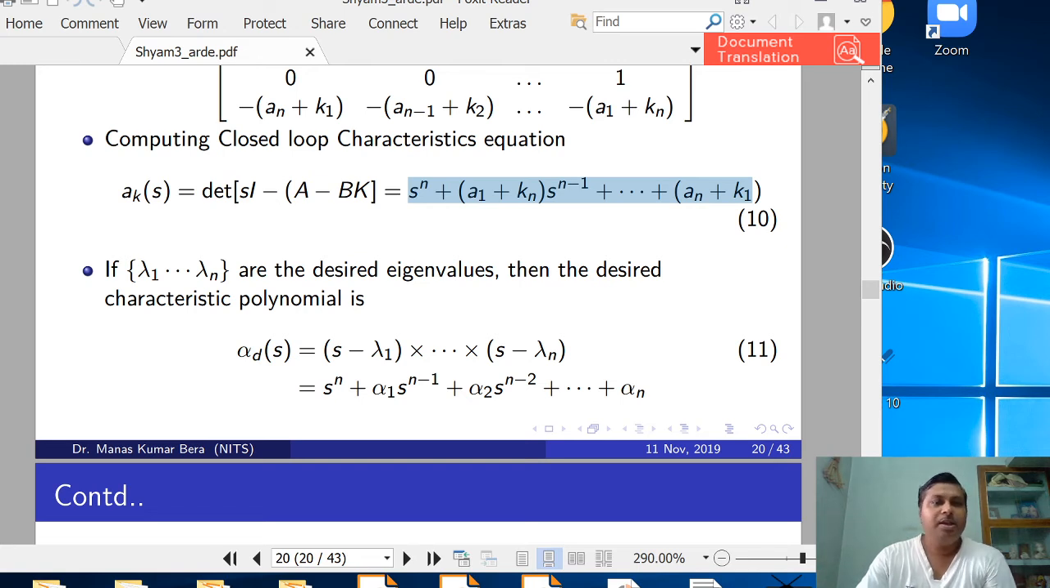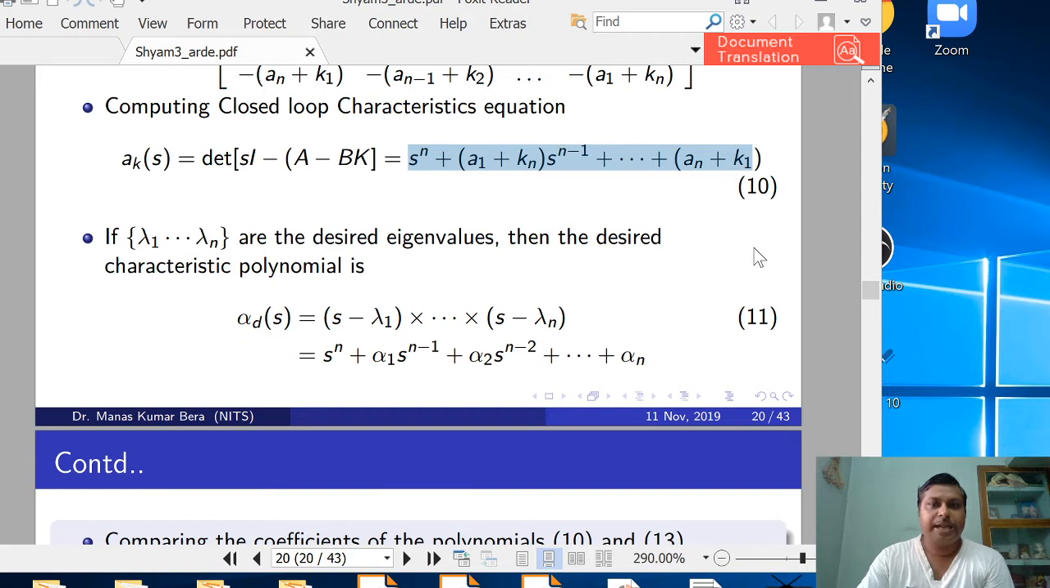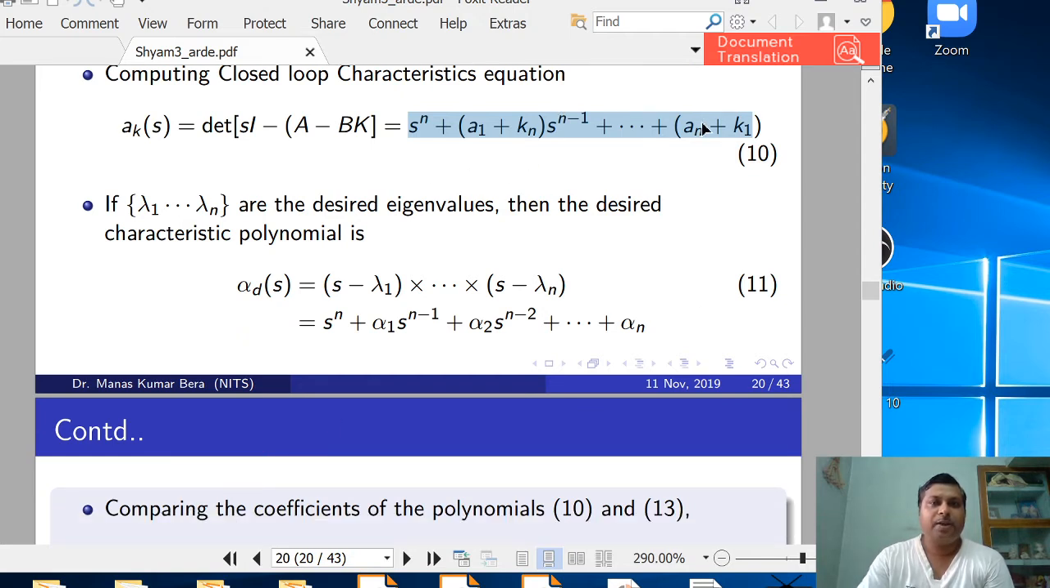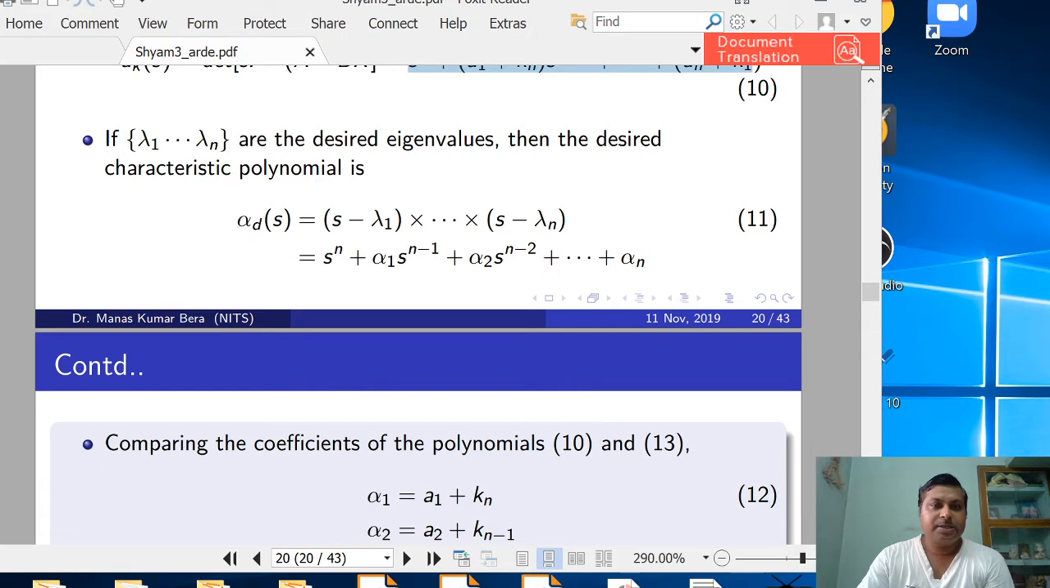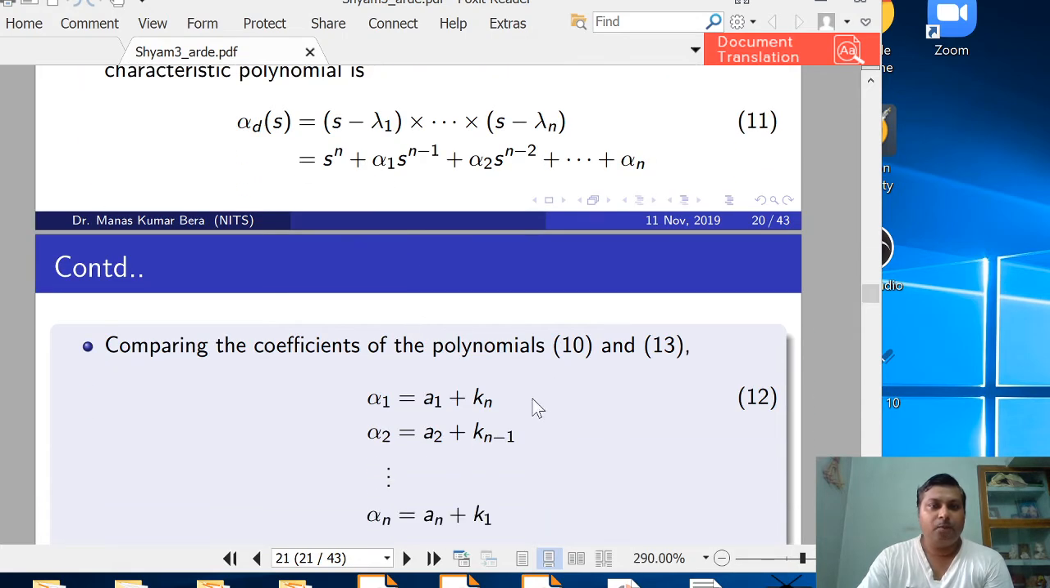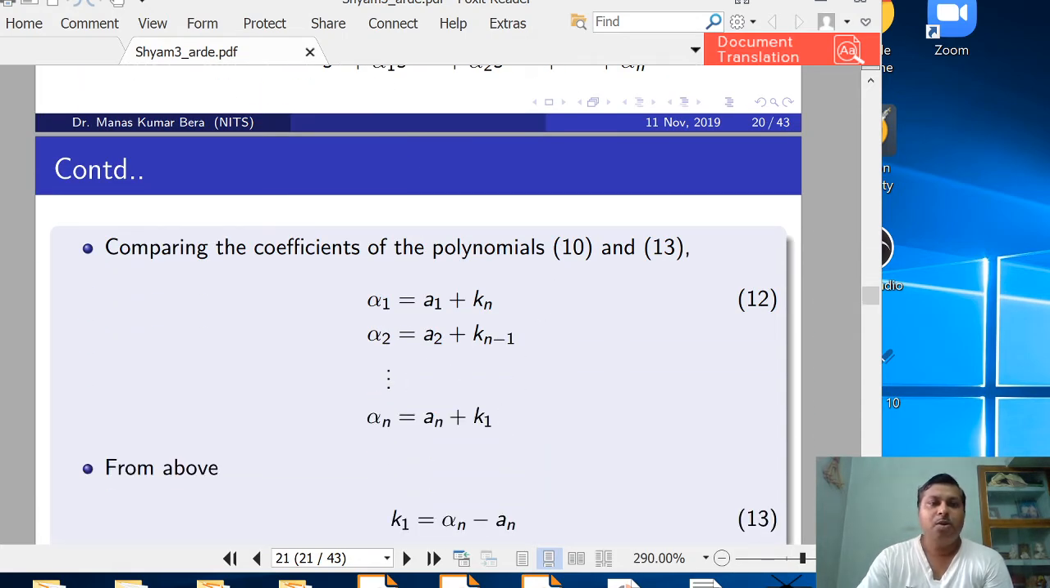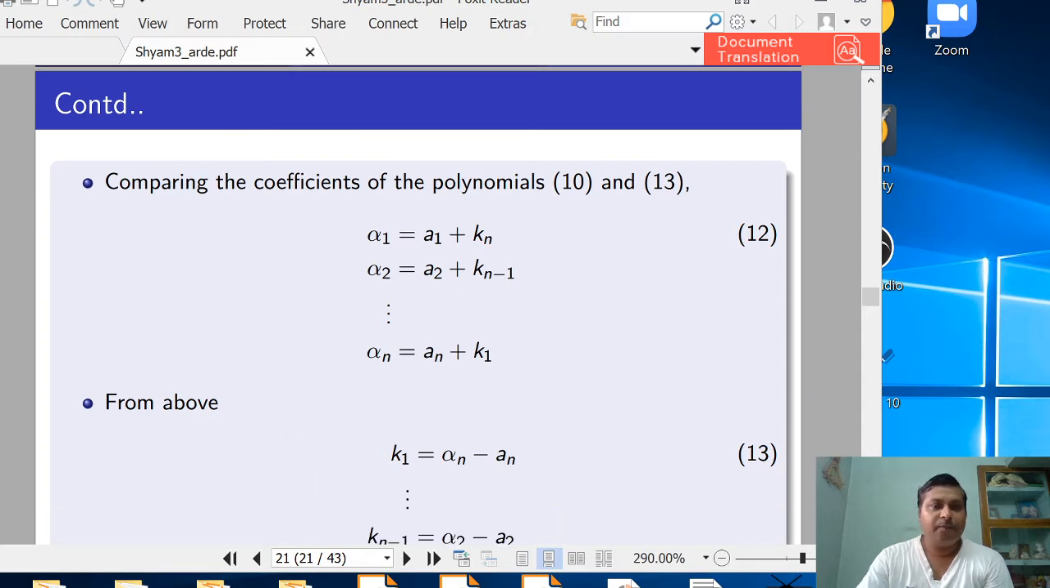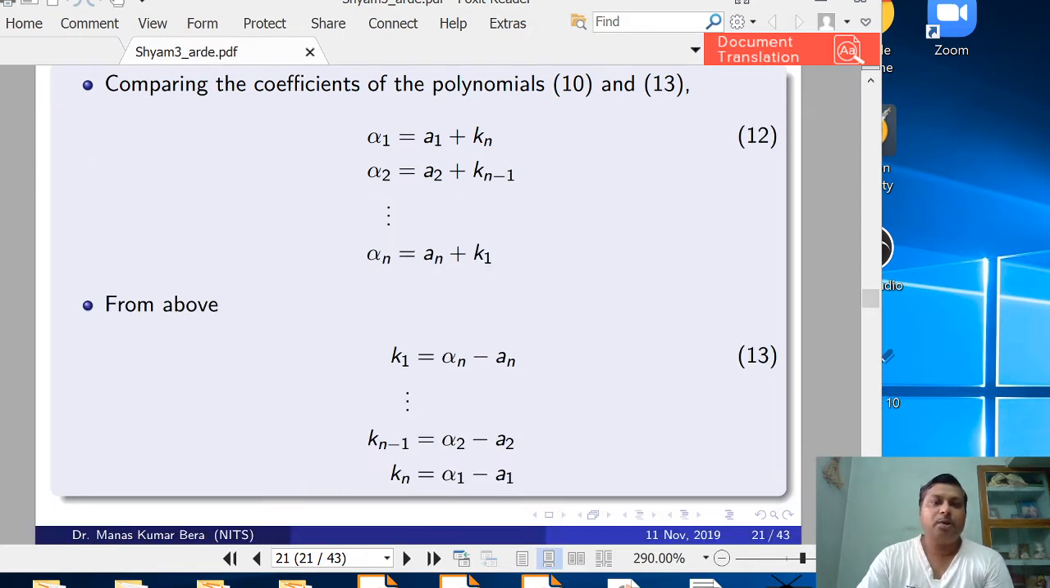There is alpha d, which will be like this. Then what we will do, we will just compare these two, equations 10 and 11, to find out k1, k2, kn. You see the alpha 1 will be a1 plus k1, and alpha 2 and alpha n subsequently, and from there we can easily calculate what will be k1, kn minus 1 and kn.